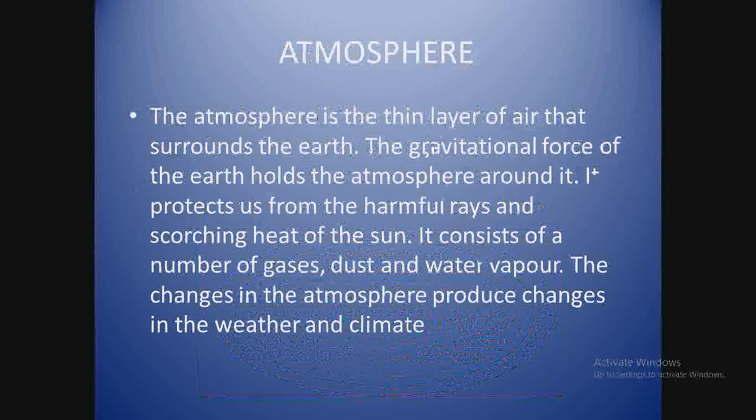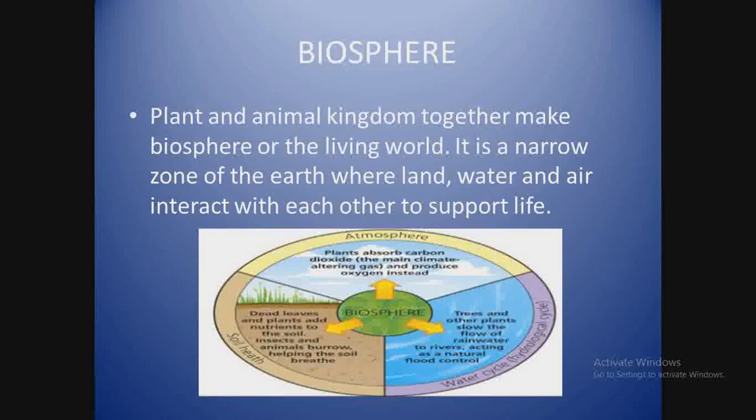Then the last domain, what is that? That is the important domain for us. What is biosphere? The plant and animal kingdom together make the biosphere or the living world. It is a narrow zone of the earth where land, water and air, that means the other domains, interact with each other to support life. Through that diagram you can easily understand. See, in the atmosphere, plants absorb carbon dioxide, the main climate-altering gas, and produce oxygen instead.